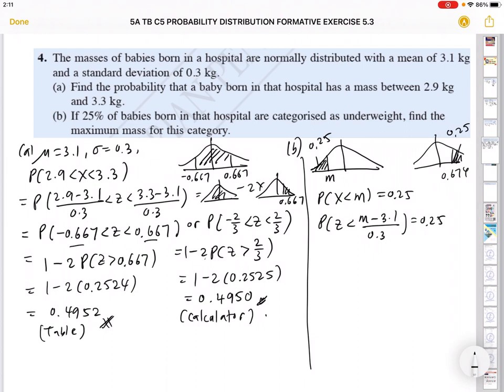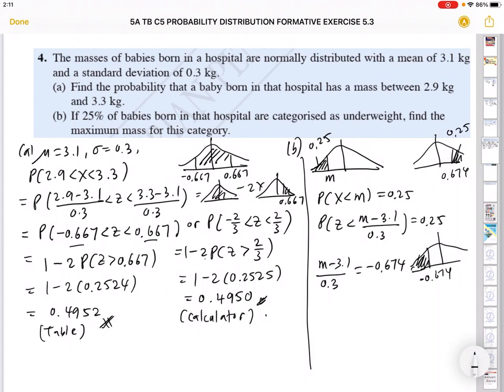So if you want to flip it over, then it will look like this. Let me squeeze in here, 0.674. You need to put a negative, it is on the left, right? So this (M minus 3.1) over 0.3 is basically negative 0.674. It's on the left hand side, not the right hand side. Sorry for the ugly drawing.